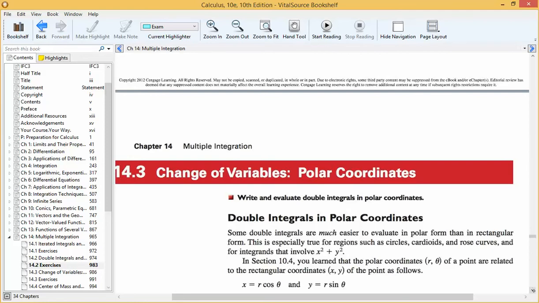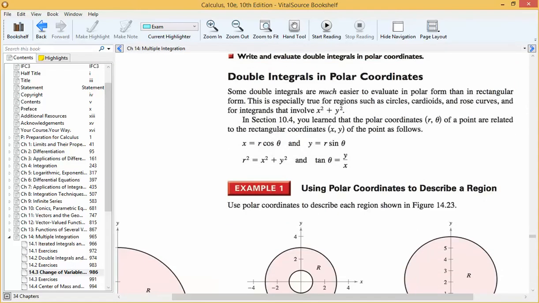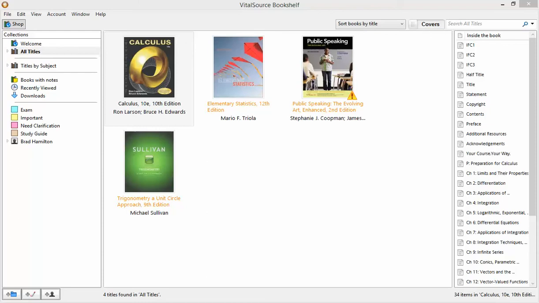Now 14.3 is probably one of the most confusing sections. I believe this is the one where, whenever you start changing things around, it's because we really don't think in polar a lot. We think more in the rectangular coordinate system, and so if you change orders of integration with polar, it becomes a little more confusing. But that's what we're going to look at for a little bit today.